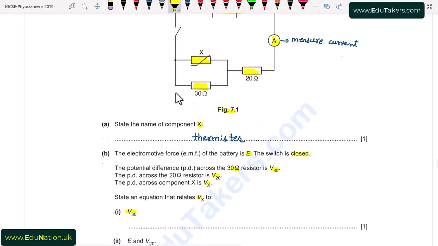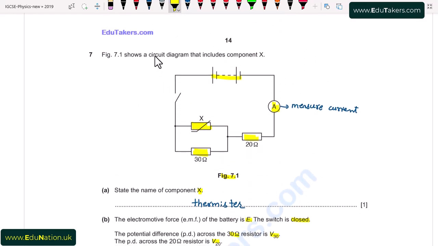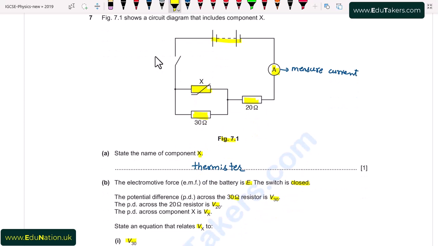Going back to the figure 7.1, we can see here that the electromotive force of the battery is E. It means that here is the electromotive force and it is represented with E. The potential difference across the 30 ohm resistor is V30. Here the potential difference is V30. The potential difference across the 20 ohm resistor is V20. I write here V20. And the potential difference across component X is Vx. Here is Vx. We have to relate the Vx with V30.